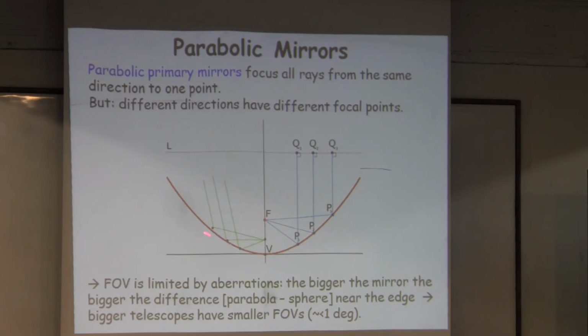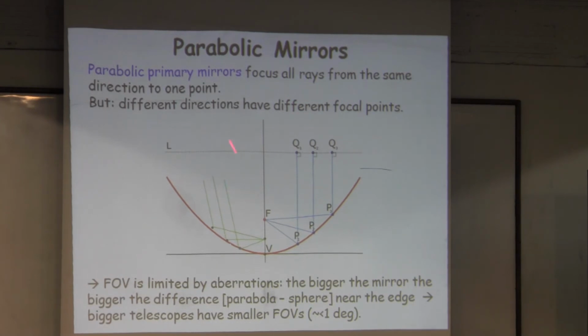The problem is that if you look at a star or a source that is not on axis, but slightly offset, like indicated here with the green rays, they have a different focal point. So now we have transformed one problem into another.